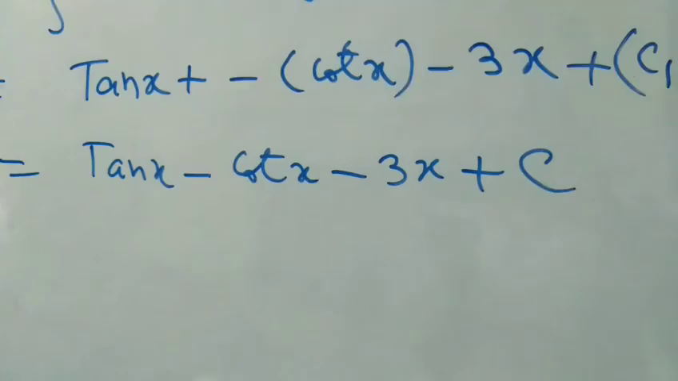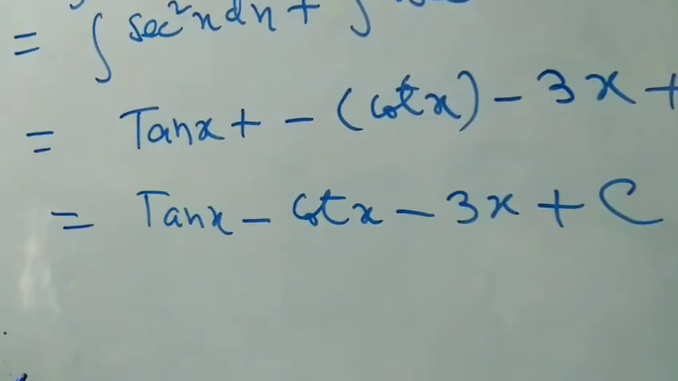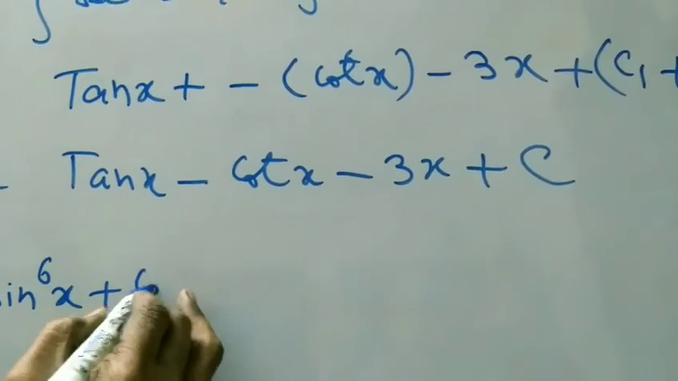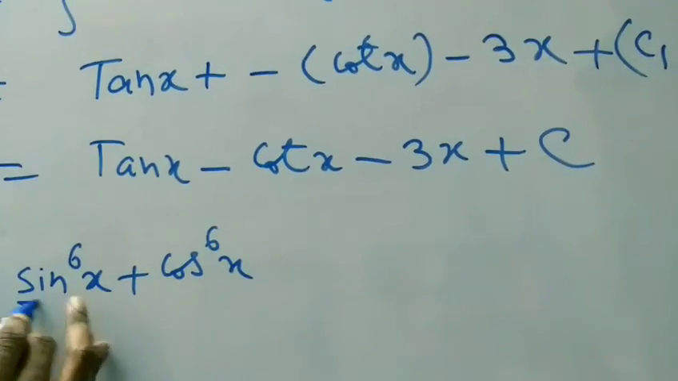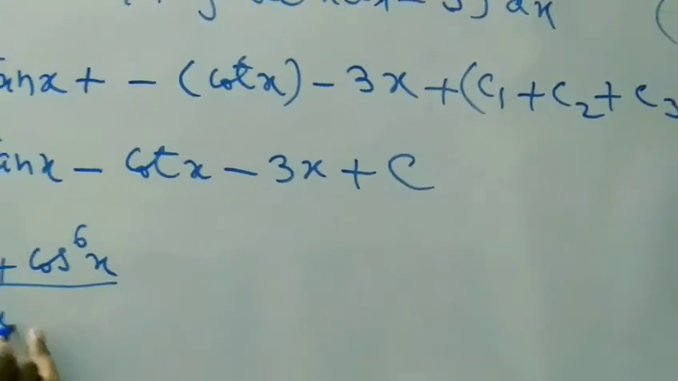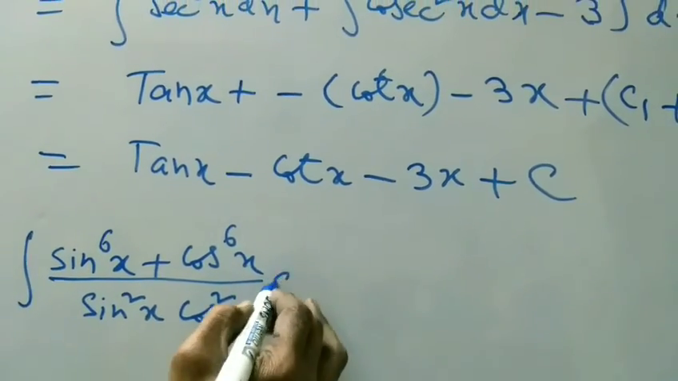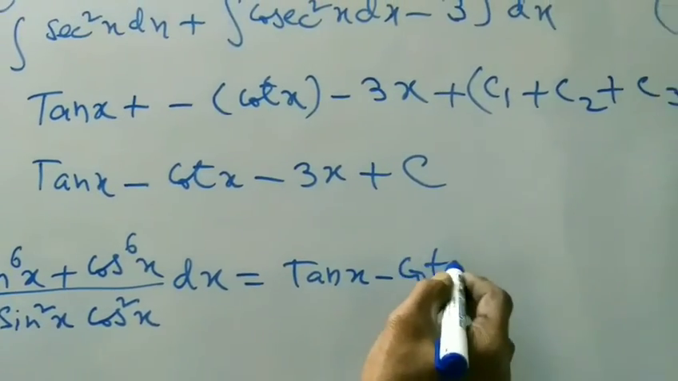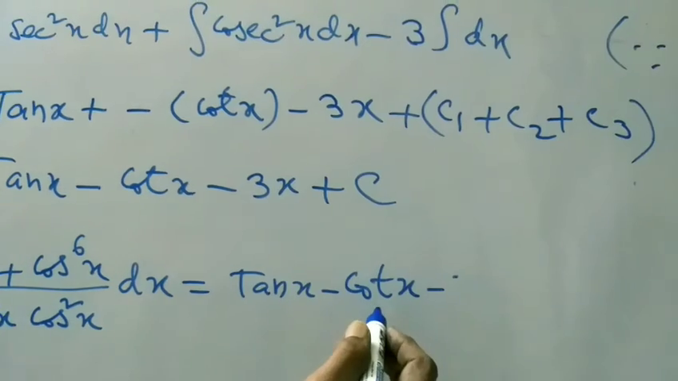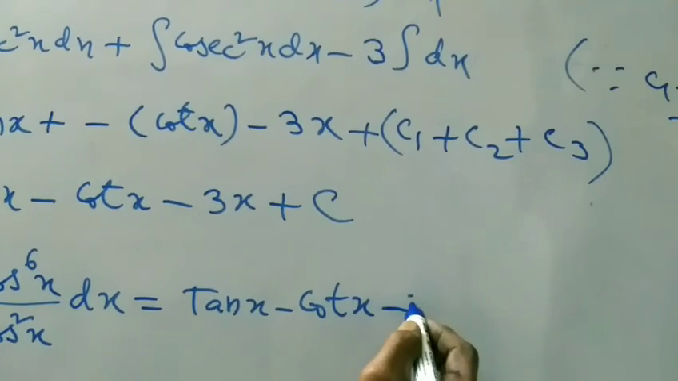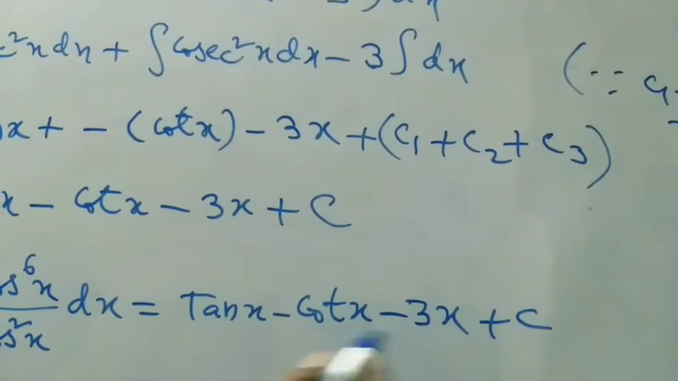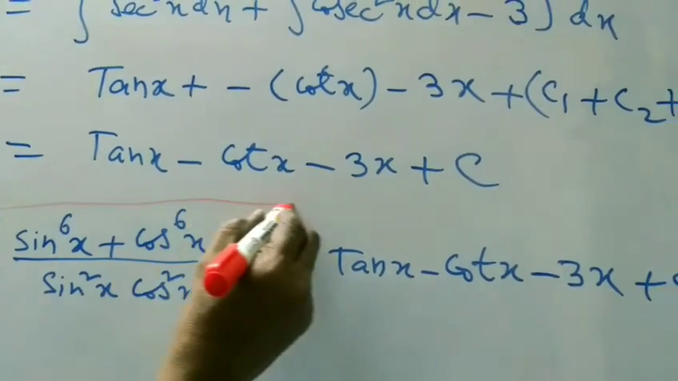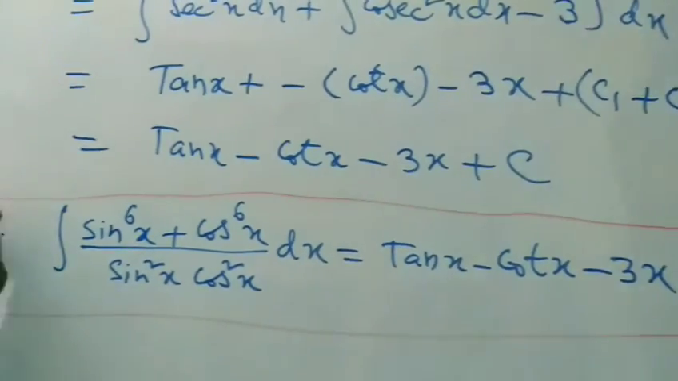Therefore, the integral of (sin to the power of 6x plus cos to the power of 6x) by sin square x into cos square x, whole dx, is equal to tan x minus cot x minus 3x plus C. This is the required answer.